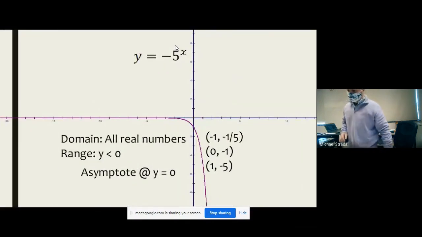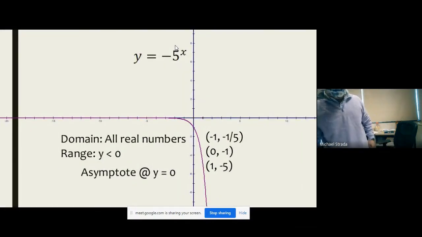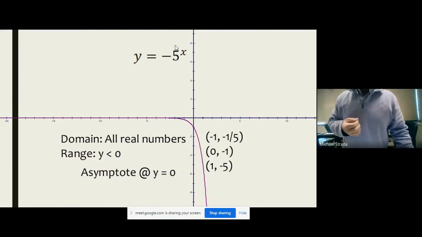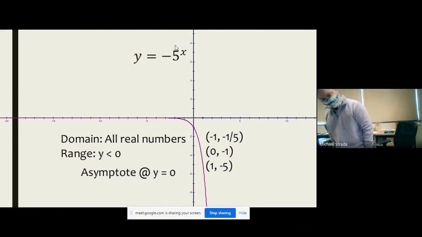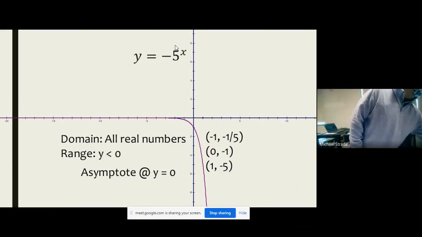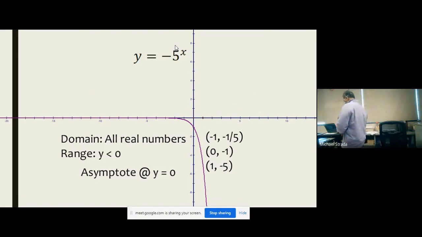So there's the first one, y equals negative 5x. As we go along, if you have a particular one you had issues with the graphing, feel free to share. If not, we'll just breeze through these pretty quickly.